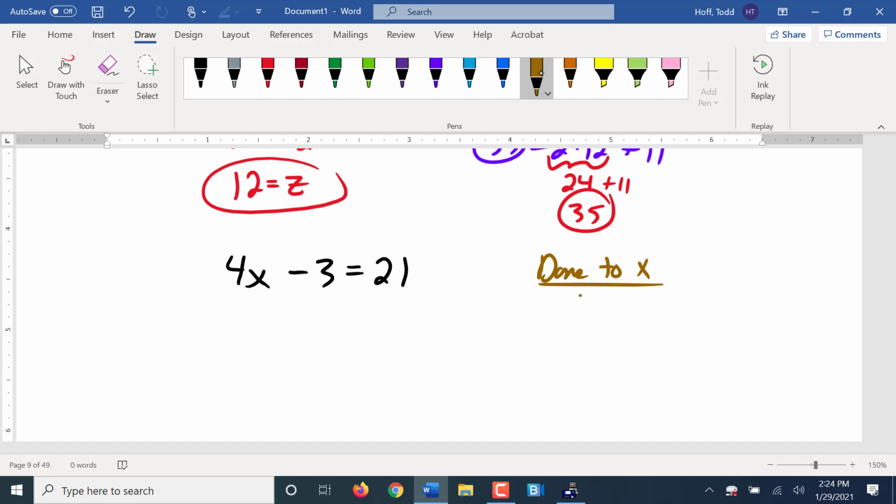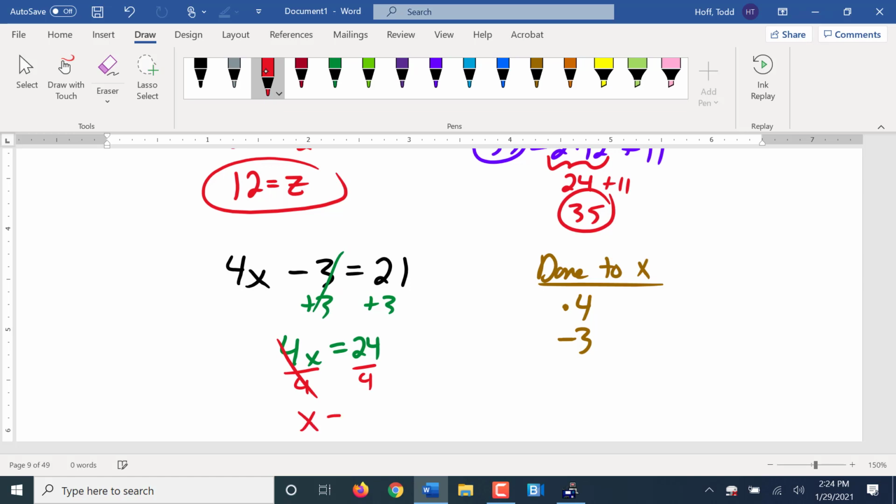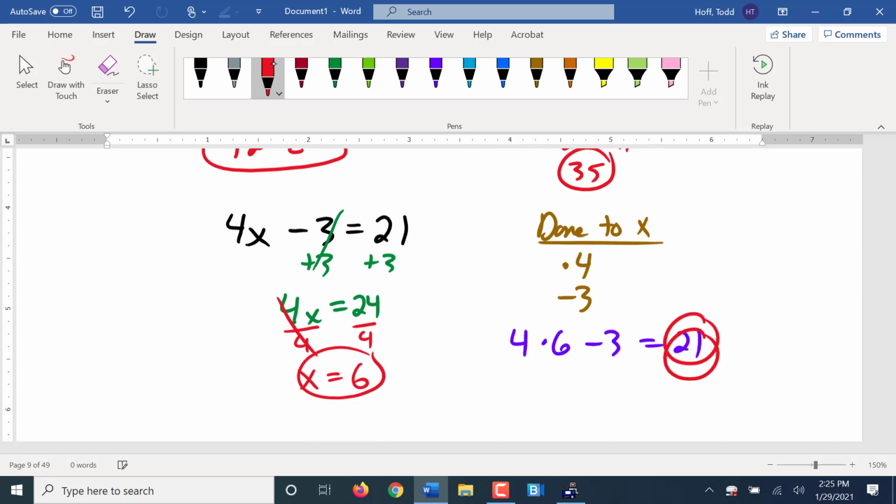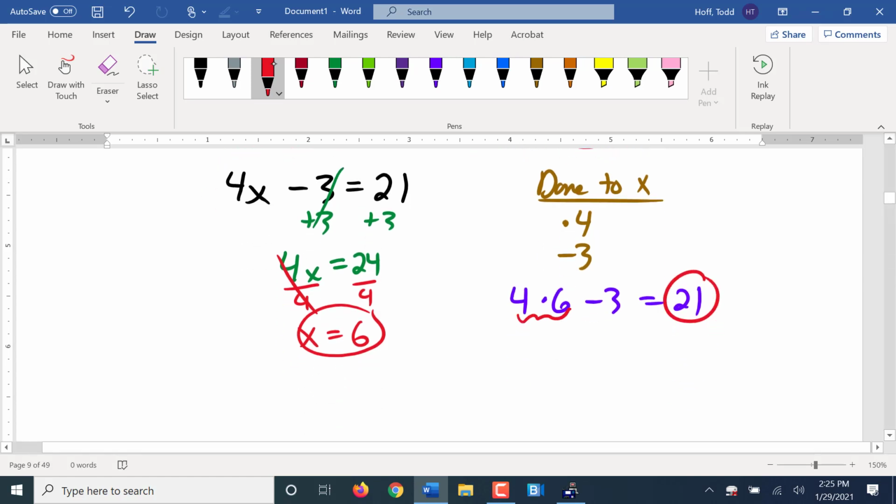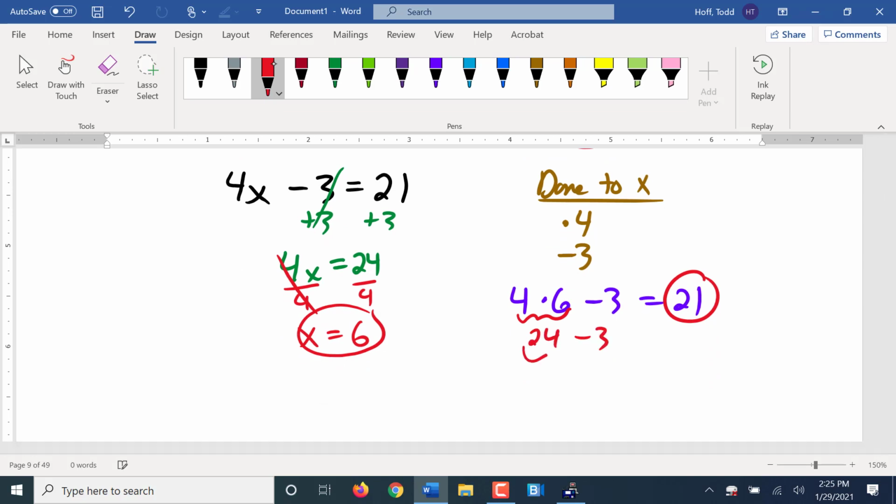So when this was built, x was multiplied by 4 and then the 3 was subtracted. So to take it apart, we will add 3 to get 4x equals 24, and then divide by 4 to get x equals 6. And again, if we want to double check it, 4x will become 4 times 6 minus 3 equals 21. Need to make sure we get 21 on both sides, because we have 21 on the right. 4 times 6 is 24, minus 3 is 21. So we're good.